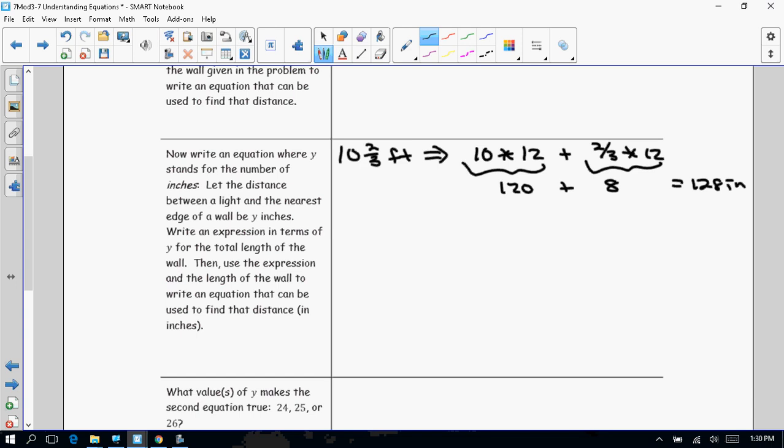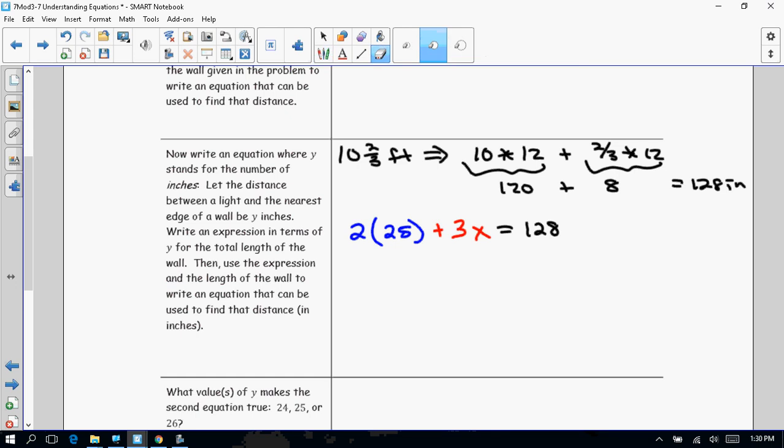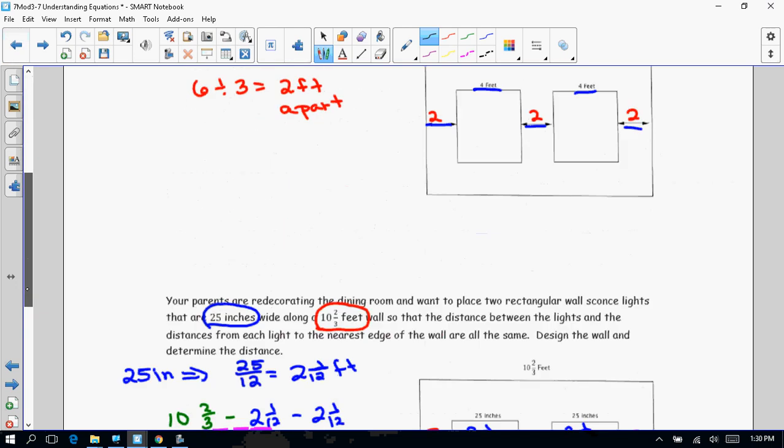All right, I have the 2 wall sconces, right? And we said those were 25 inches each, plus the 3 unknowns. I'm going to make it 3x, and that has to equal the entire length of the wall, 128. I don't know about you guys, but I think that way would be a lot easier to work with. Oh, they said use y. I'm sorry. Let's use y. Y for the length in inches. Okay? I think that would be a lot easier to work with than the problem across the page, right?